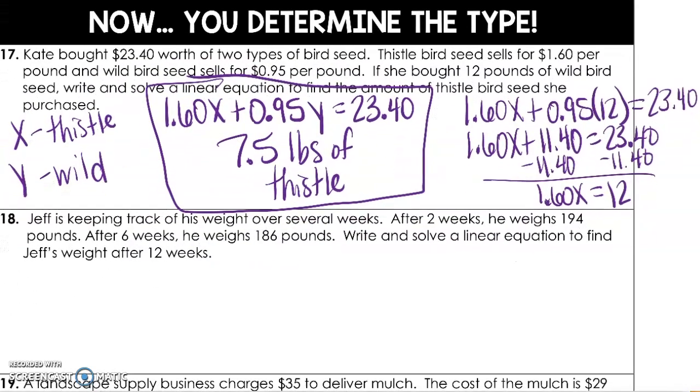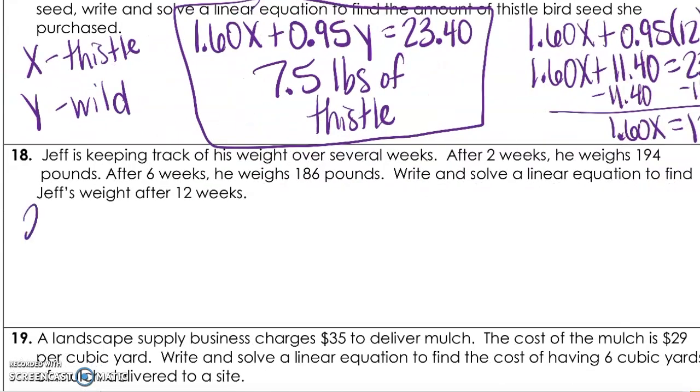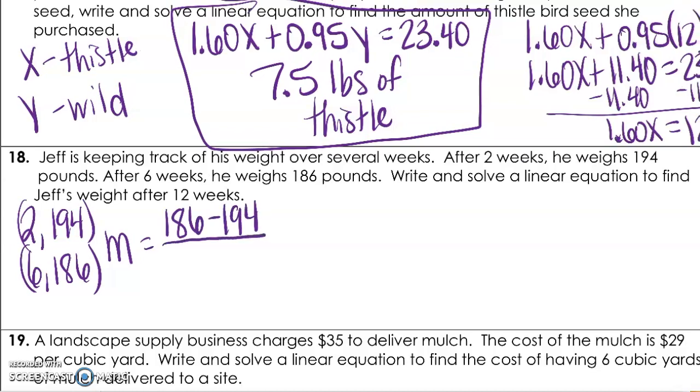All right, number 18, when you read through it, you'll notice there's lots of numbers in here. Here's what's important. 2 weeks was 194 pounds, 6 weeks was 186 pounds. So you have weeks and pounds being used twice each. That tells you we have 2 ordered pairs. So (2, 194) is one ordered pair, and (6, 186) is another. So I'm going to do 186 minus 194. You can see he lost weight, so your slope should be negative. That gives me negative 8 over 4, which is negative 2.